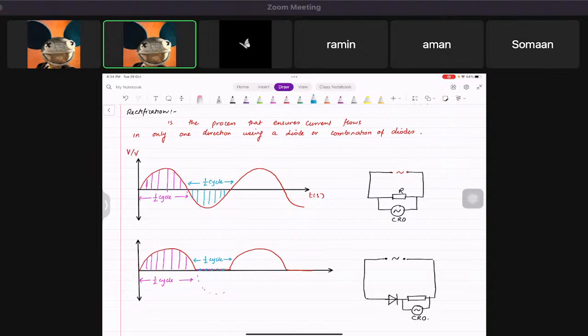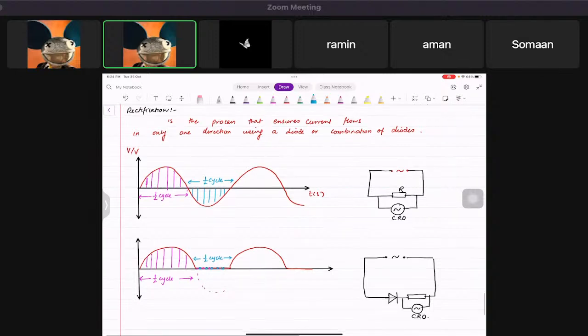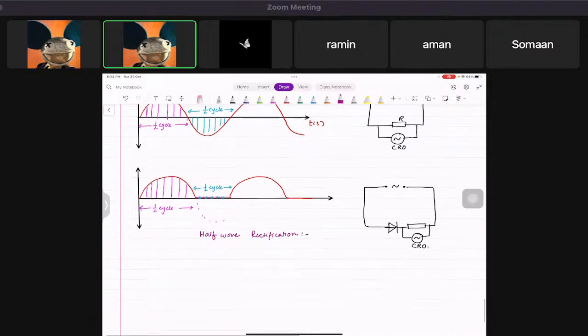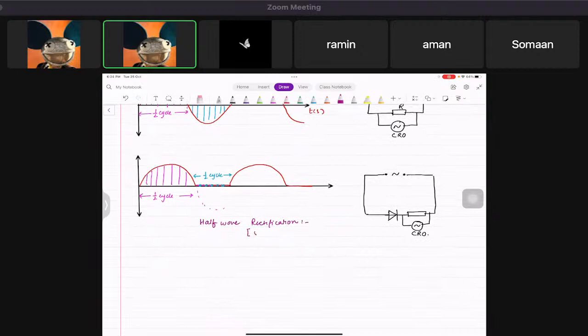Now this sort of rectification is termed half wave rectification. The reason it rectifies only half, the worst part about this, is that 50% of energy is wasted. So it's not a very good way of doing it.